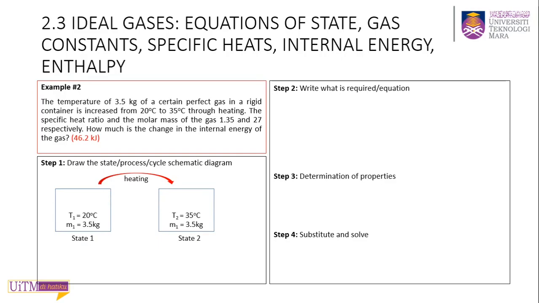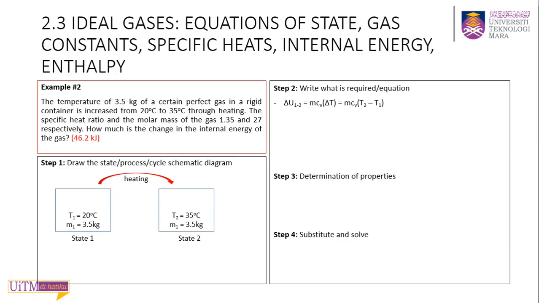For step 2, to find the change in internal energy, we will be using the equation in capital U. Why? This is because, if we read the question properly, the value for mass is given. So we have to calculate in terms of capital U.